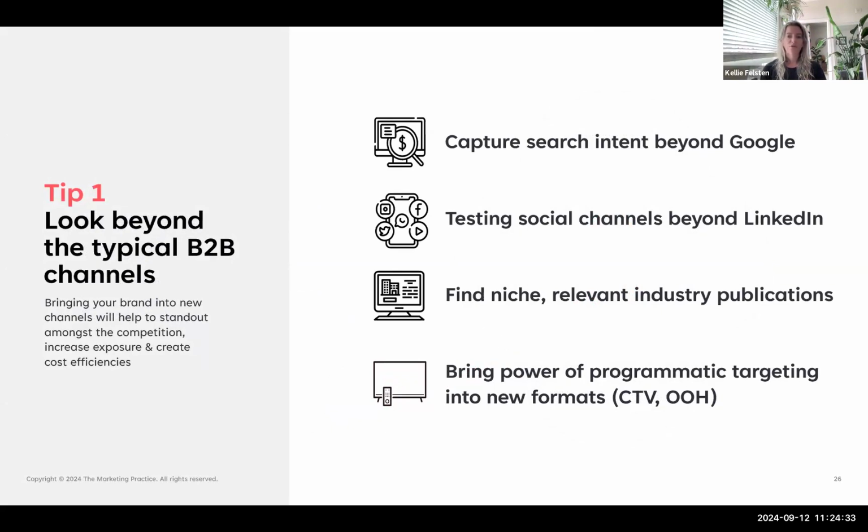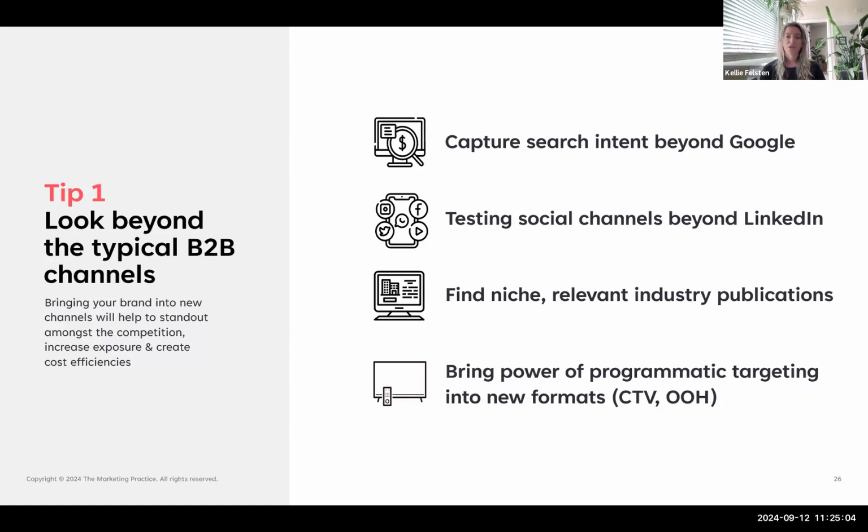So looking at capturing search intent beyond Google. Google is a great, obviously, table stakes channel that we all need to be in, but often we don't see organizations taking advantage of things like Microsoft Ads or Bing. Bing is a high value channel as well, especially in the B2B space, that can often also create cost efficiencies. So thinking about mirroring some of your Google strategies into Bing can help reach new audiences and do it in a more cost effective way.